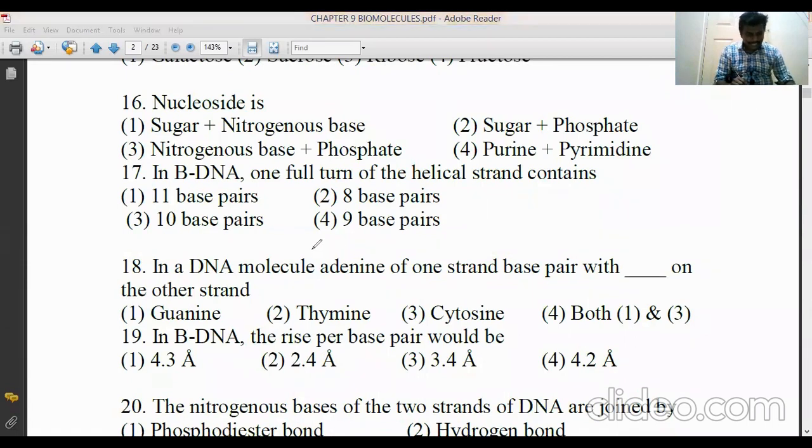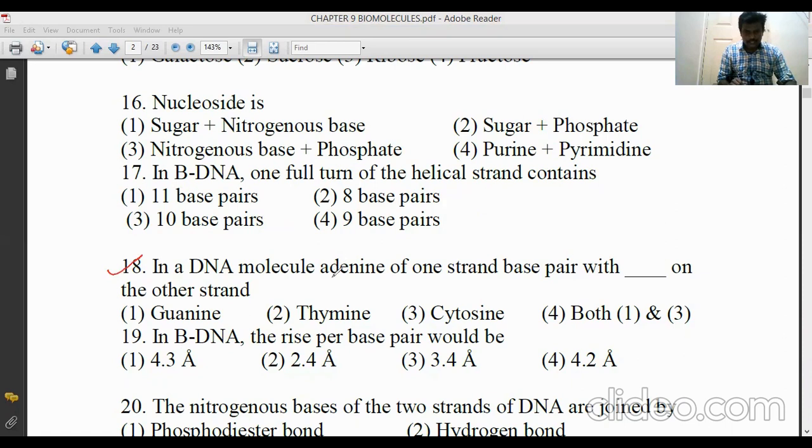17th question. In B-DNA, one full turn of the helical strand contains how many base pairs? Generally, there are various types of DNA commonly located: A-DNA, B-DNA, C-DNA, D-DNA, like that. In that, B-DNA contains how many base pairs? 11 base pairs are present in A type of DNA. 8 base pairs are present in D type of DNA. 10 base pairs are present in B type of DNA. 9 base pairs are present in C type of DNA. So in these 4 options, the correct option is B. 17th question, the correct option is the third option.